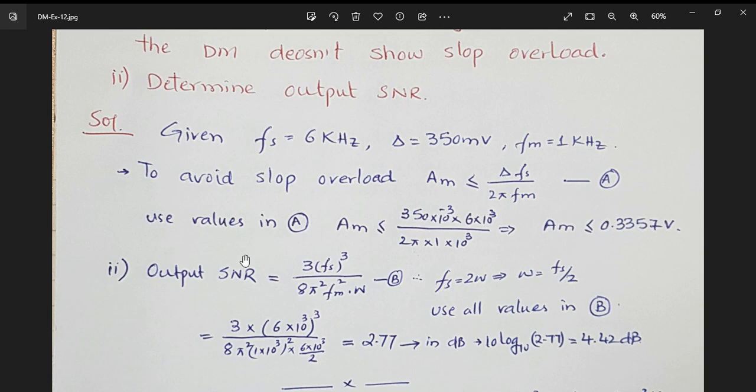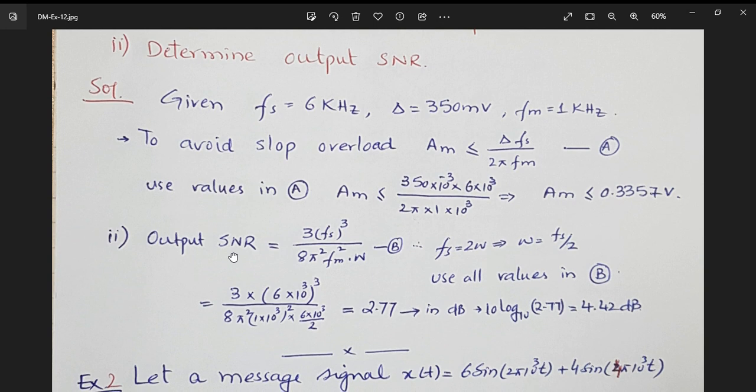The second point was to determine the output SNR. The formula for that is 3 fs cubed divided by 8 pi squared fm squared multiplied by W. Here you see W is not given, so we can calculate W from the sampling rate, because the sampling rate is equal to 2 multiplied by W, and W is equal to sampling rate divided by 2. The sampling rate is 6 kHz, divided by 2 is equal to 3 kHz. So W is 3 kHz.